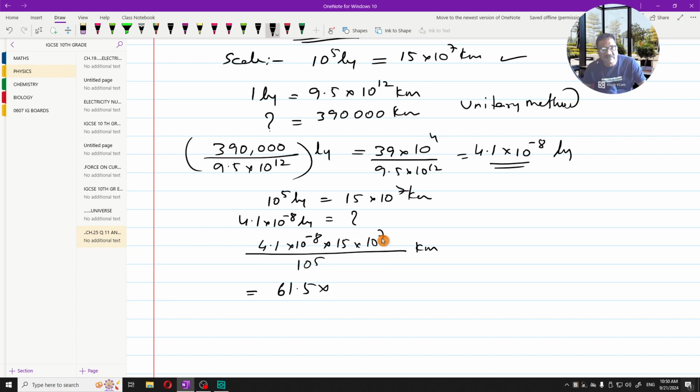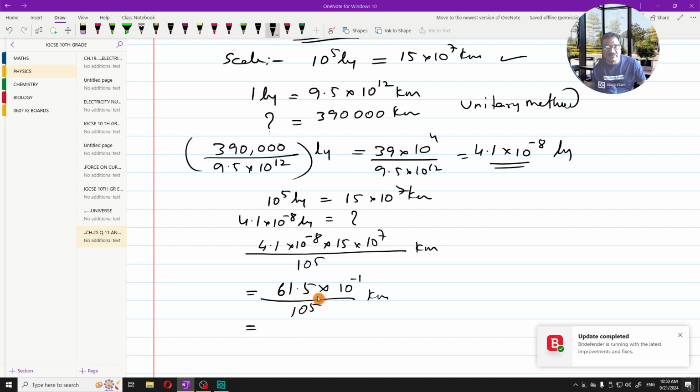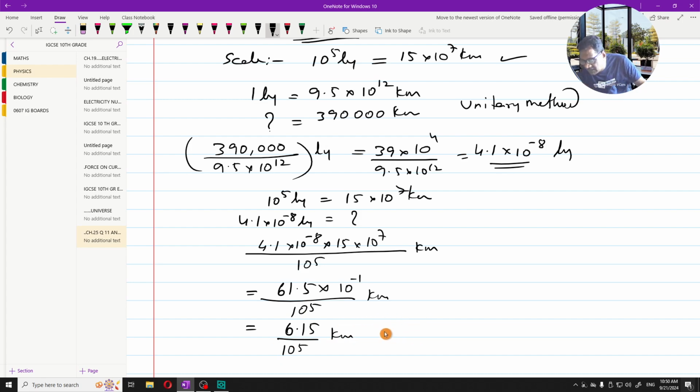And this will be minus 8 and plus 7, which is 10 raised to minus 1, and upon 10 raised to 5. Right. This will be in kilometers. So this should work out to 61.5 divided by 10, which will be 6.15, divided by 10 raised to 5. This many kilometers, isn't it? Now, I want to convert this into centimeters. So this 6.15, can I write as 6.2, upon 10 raised to 5.